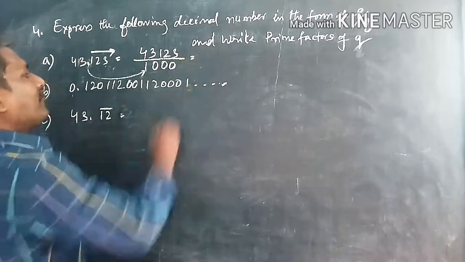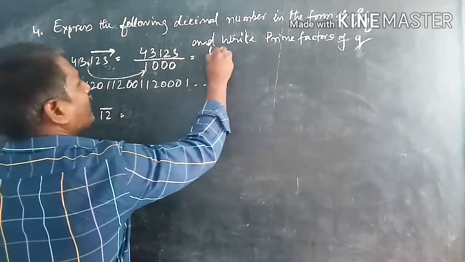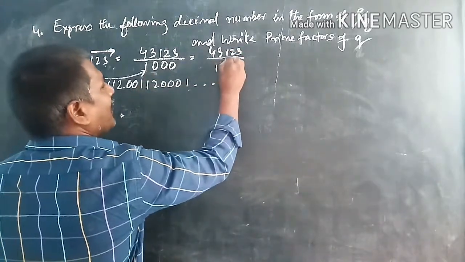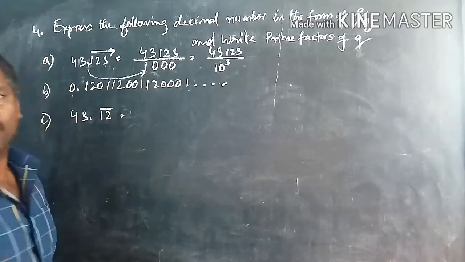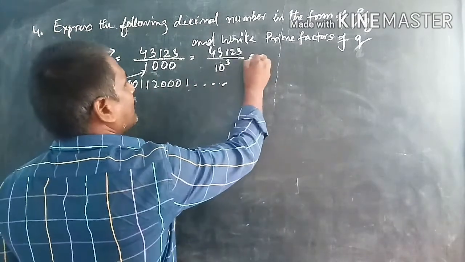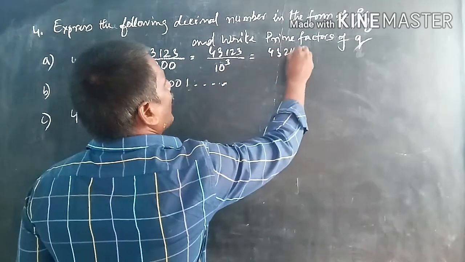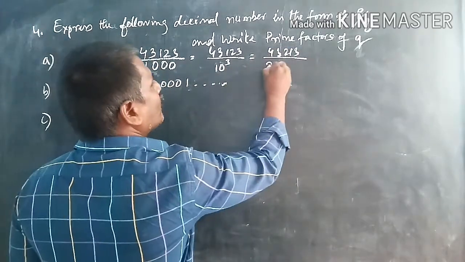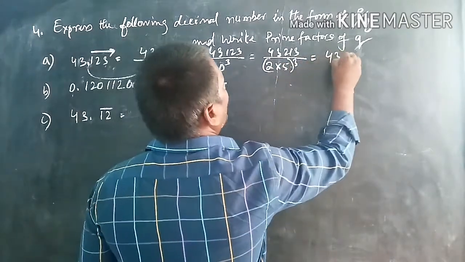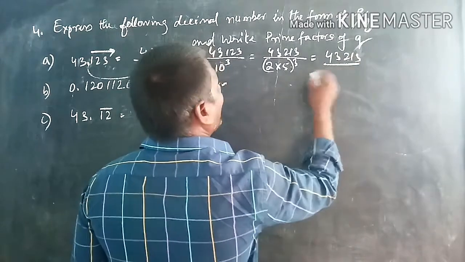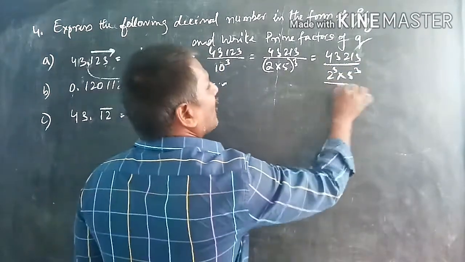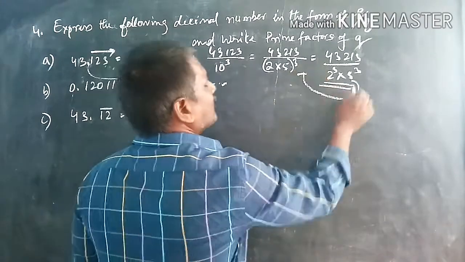Now you have to find the prime factors. This can be written as 4 3 1 2 3 by 1000. Now it can be written as 10 cubed. Now the prime factors of 10 cubed, 4 3 1 2 3 by 10 cubed, can be written: 10 means 2 into 5, which is to the power 3. Then this can be written as 4 3 1 2 3 by 2 cubed and 5 cubed. 2 cubed into 5 cubed. So this is called the prime factorization of q.